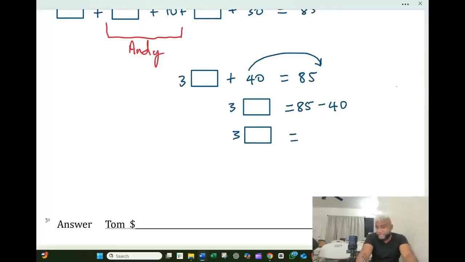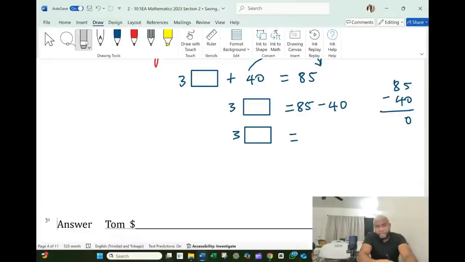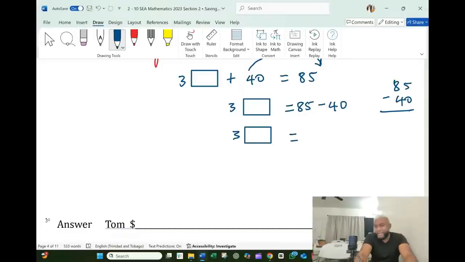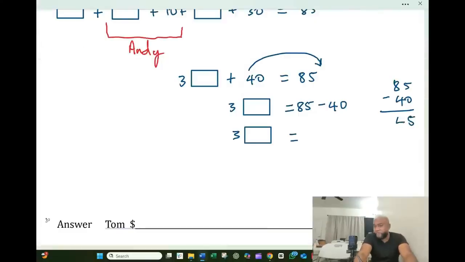Now, I know everything in SCA is supposed to be working. 85 minus 40. 5 minus 0 is 5. And then 8 minus 4 will give me 4. This will be 45, right?